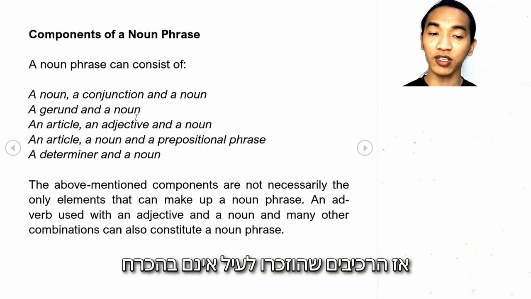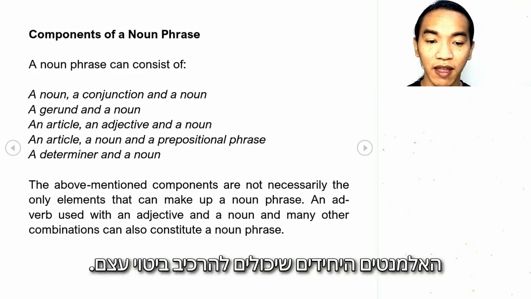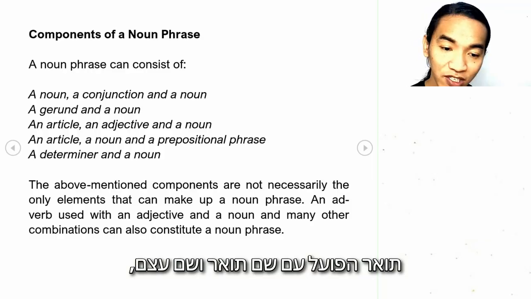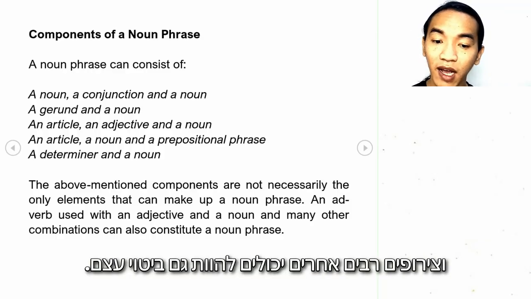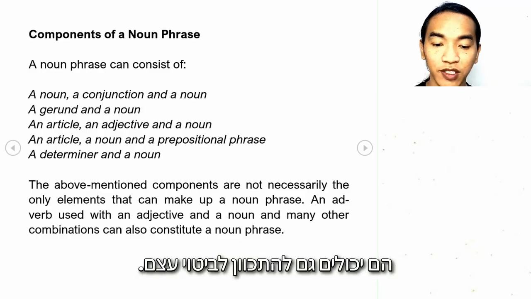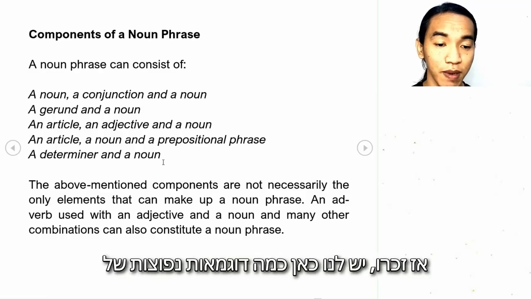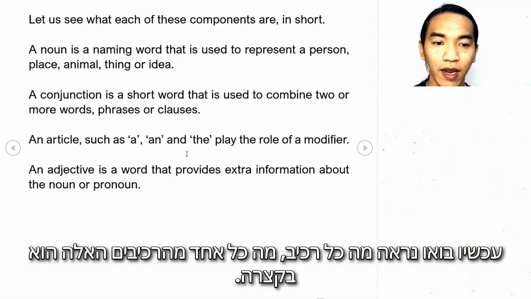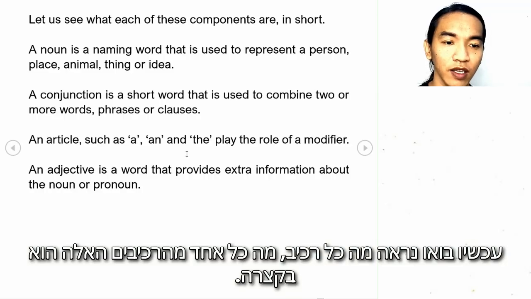So the above mentioned components are not necessarily the only elements that can make up a noun phrase. An adverb used with an adjective and a noun and many other combinations can also constitute a noun phrase. Okay, so remember, we have here some common examples of noun phrases, but they are not just limited to this, okay, phrases. Now let us see what each of these components are in short.